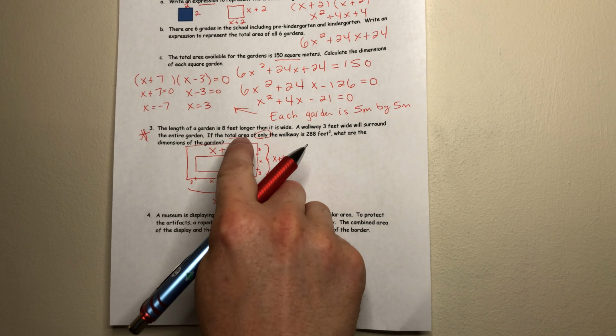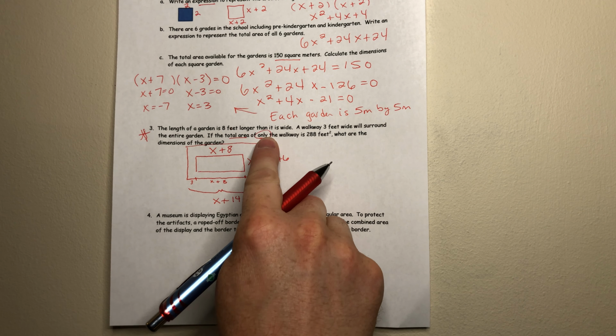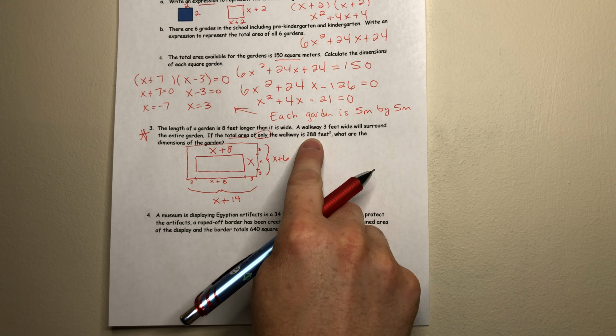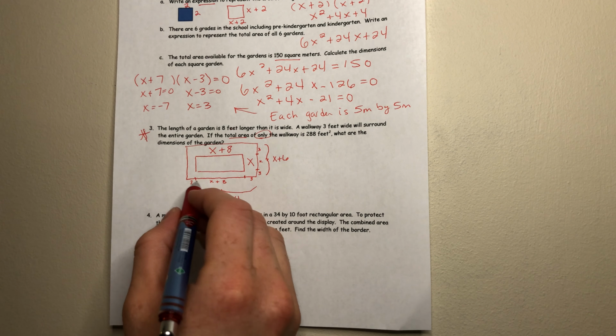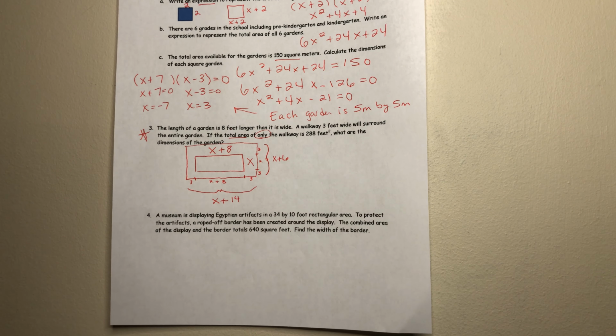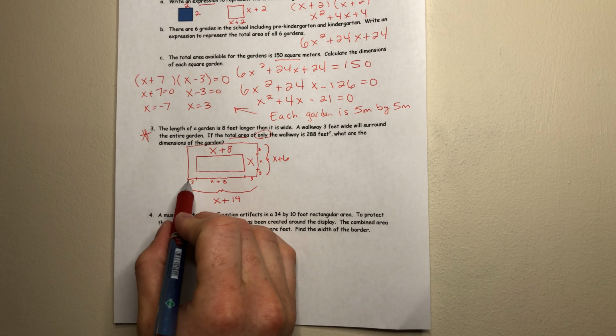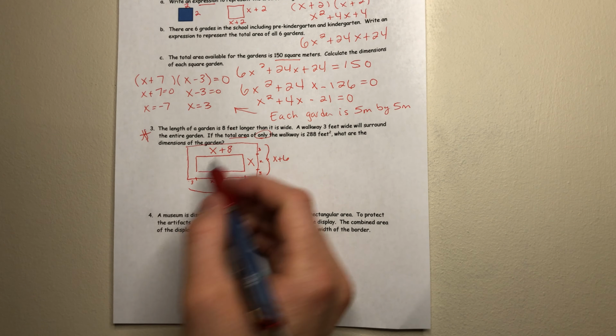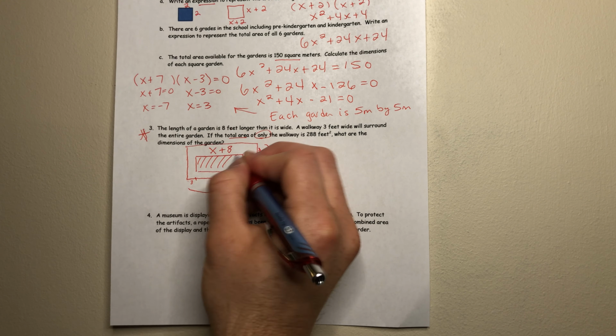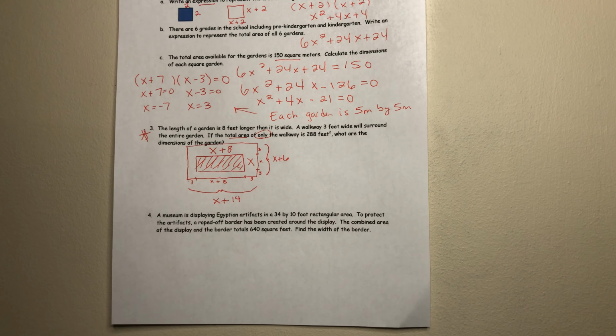Now, the total area of only the walkway. All right, let's think about this. How would I get the area of the walkway? I would need to find the area of the large rectangle and subtract the area of the garden.